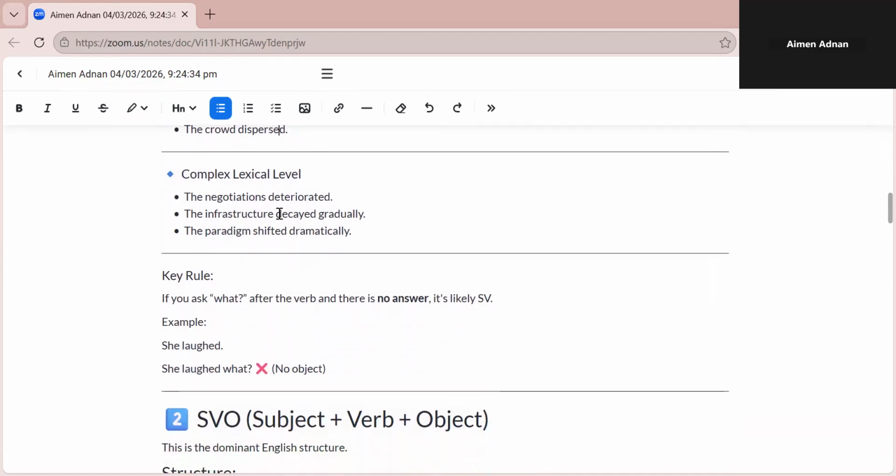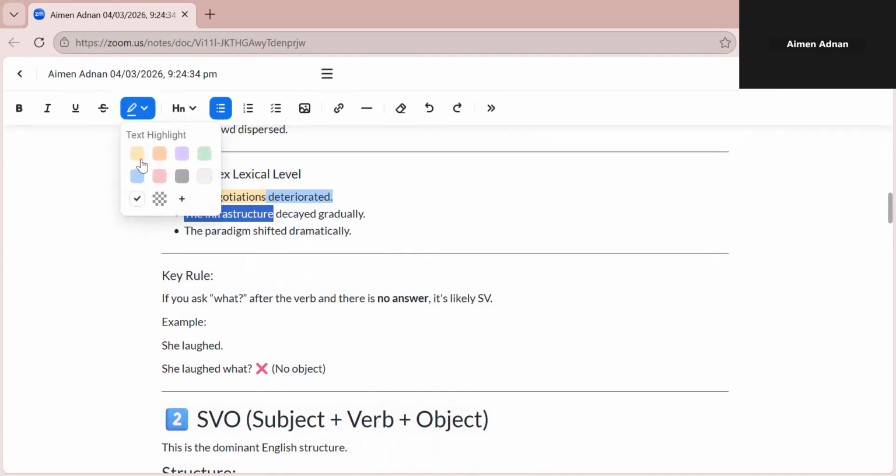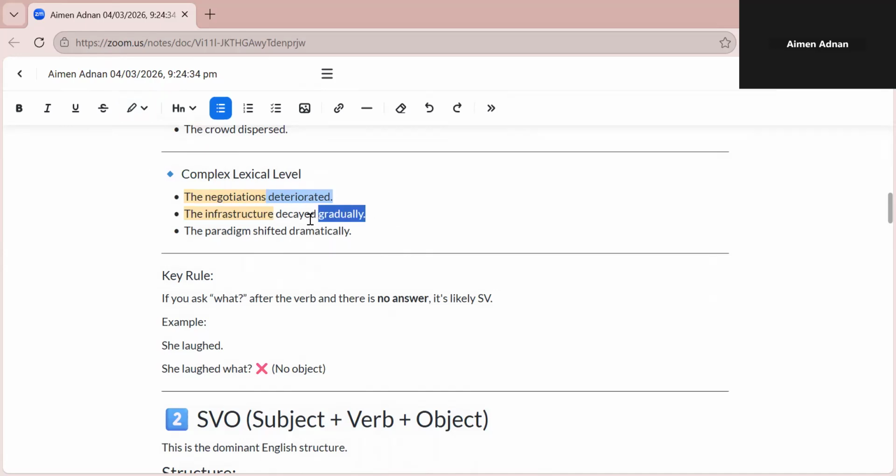Talking about a bit more complex lexical level, the first one is negotiations deteriorated. In the sentence, negotiations is the subject, while deteriorated is the verb of the sentence without any object, which is an intransitive verb. The next, the infrastructure decayed gradually. So the infrastructure is the subject, while decayed gradually is the verb.